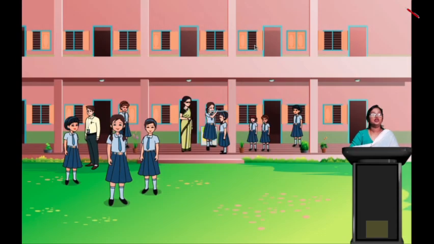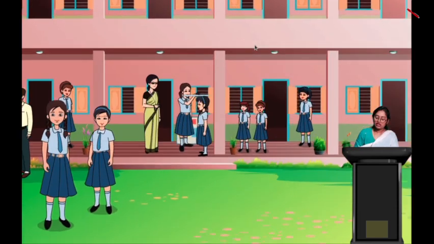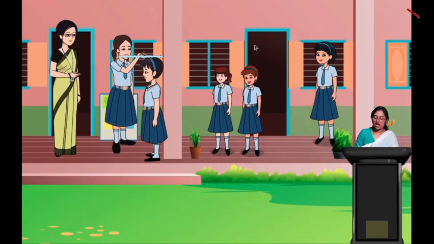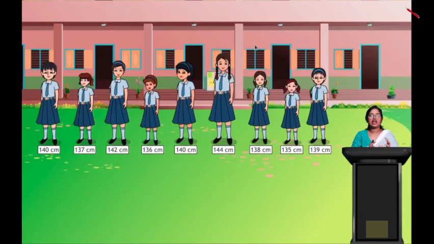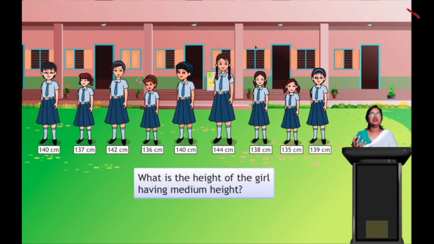Next. So after measuring the weight, they started measuring the height of the students. Here the heights of the students are measured and some of the students are randomly picked like this. Here we have to find out the height of the girl having medium height. So what we have to do, children? We have to find out the height of a girl having medium height. How to find this? Is it possible to find out?